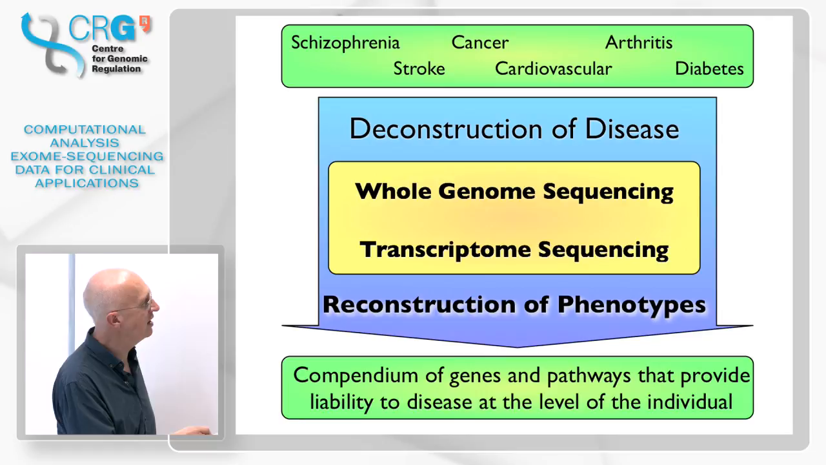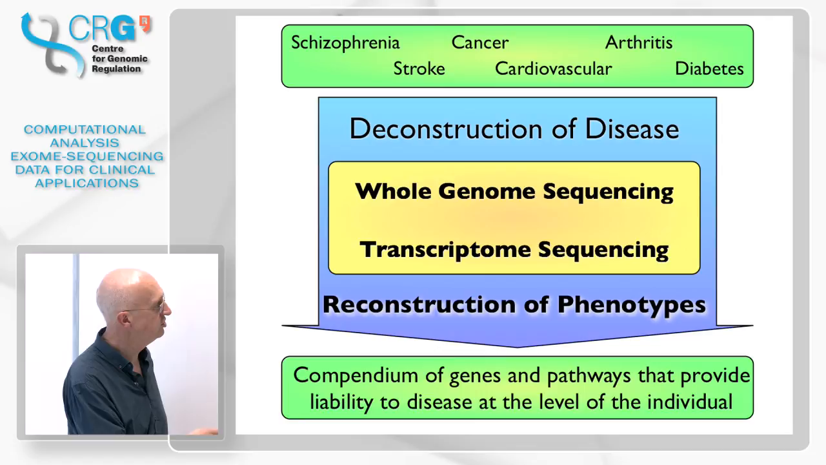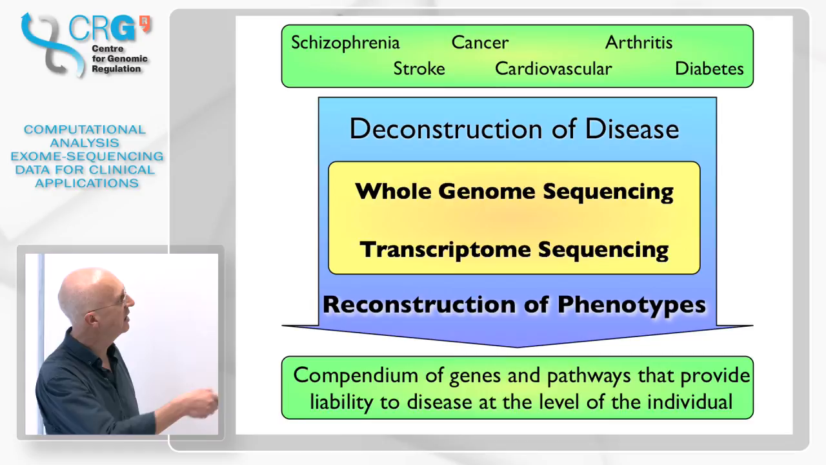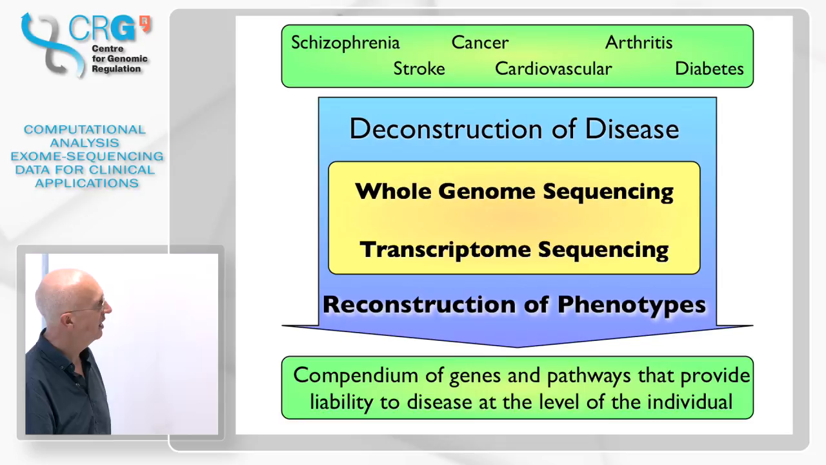We can deconstruct the disease by performing first whole genome sequencing, transcriptome sequencing, and then we may be able to reconstruct the phenotype, and then we will get a compendium of genes and pathways that may provide a better explanation about the susceptibility to disease, and also the differences regarding the different phenotypes, so that we will reconstruct the biology and the pathology of those disorders by dissecting this information.